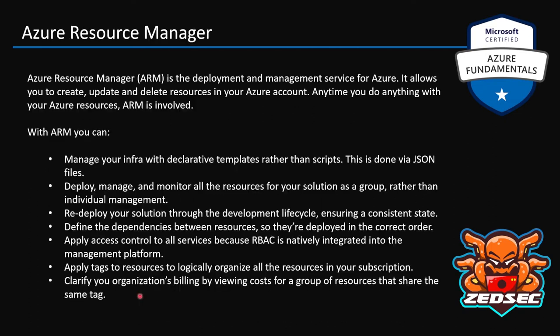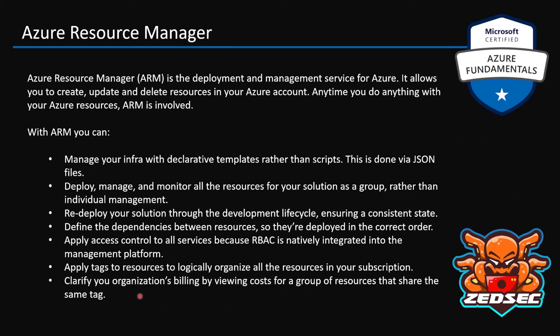Azure Resource Manager, or ARM, is actually the deployment and management service for Azure. It allows you to create, update, and delete resources in your Azure account. And anytime you do anything with Azure resources, basically ARM is running in the background. So with ARM, you can manage your infrastructure with declarative templates rather than scripts. This is done via a JSON file.